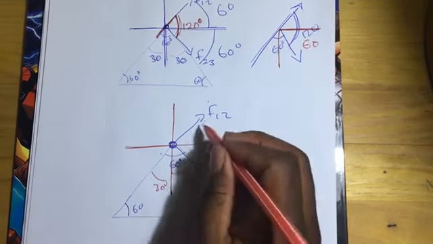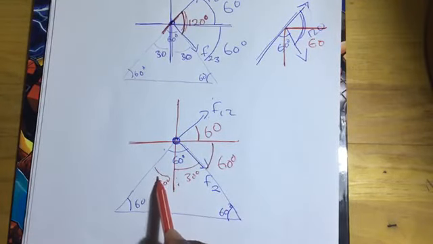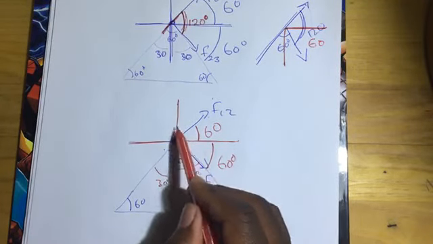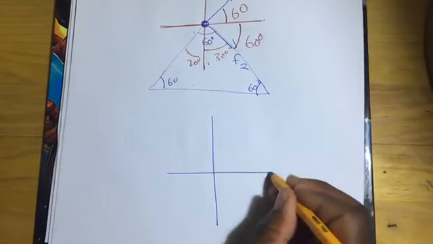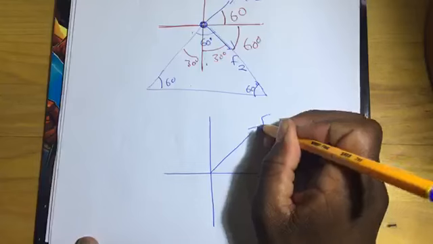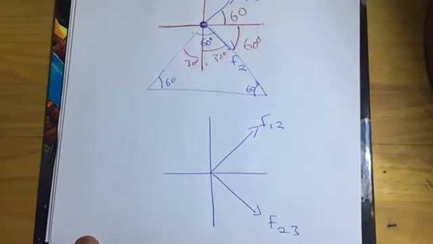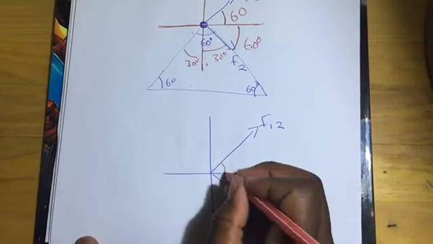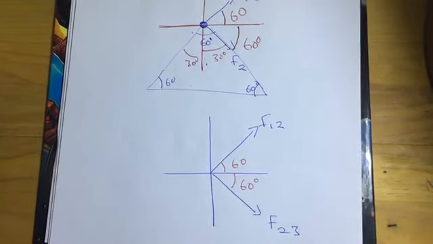If this is 60 degrees, this other one is also going to be 60 degrees, because if this is 30 here, then this on top should also be 30. The key thing that I'm trying to drive at is this is going to be F12, this is going to be F23, and this angle here is going to be 60 degrees, this angle here is going to be 60 degrees. That's the key thing. And this 60 degrees came from the fact that the triangle we're dealing with is an equilateral triangle.